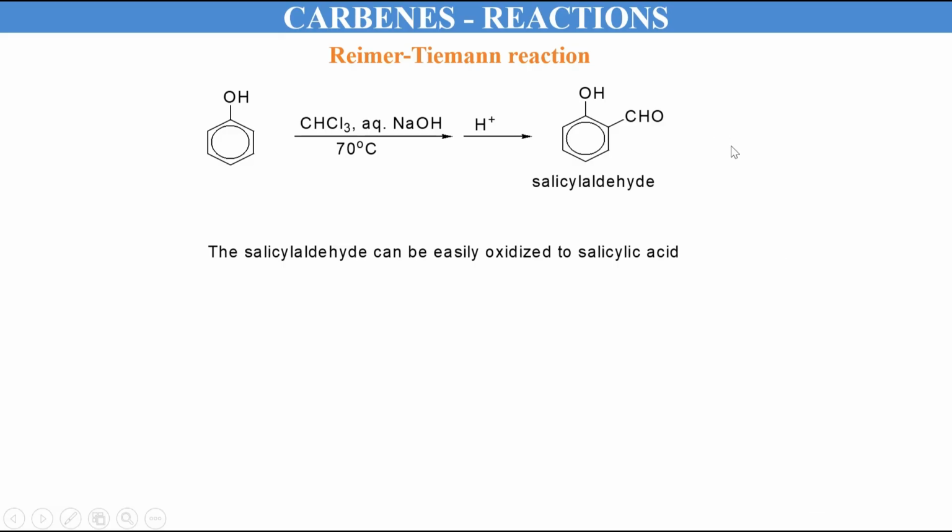This salicylaldehyde which is formed can be oxidized to give salicylic acid. Hence, for the preparation of salicylic acid, salicylaldehyde can be a raw material, and for the preparation of salicylaldehyde, we can use phenols. Here, carbenes are the intermediate formed. Let us look into the mechanism of how the carbenes are formed as an intermediate.